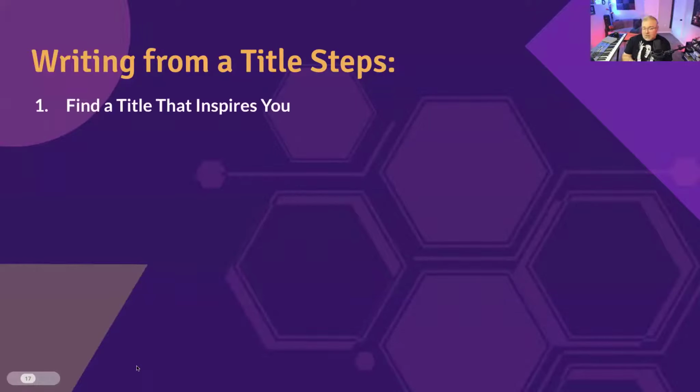So first, you have to find a title that speaks to you, right? That could be anywhere. It could be book titles, it could be movie titles, it could be watching the closed captioning when you're watching movies or TV shows. It could be lines from books. It could be social media posts. It could be things that people say. It could be idioms.